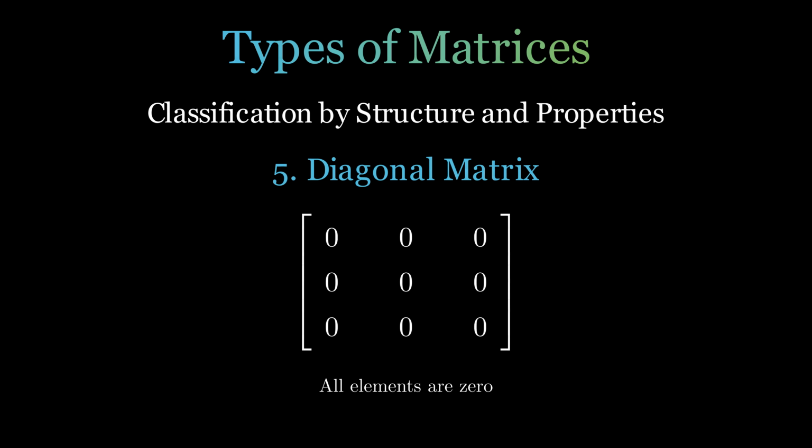A diagonal matrix has non-zero elements only on its main diagonal. All other elements are 0. Diagonal matrices are easy to work with computationally.